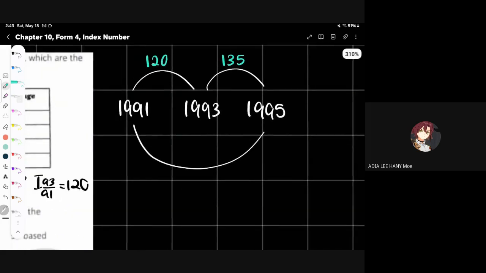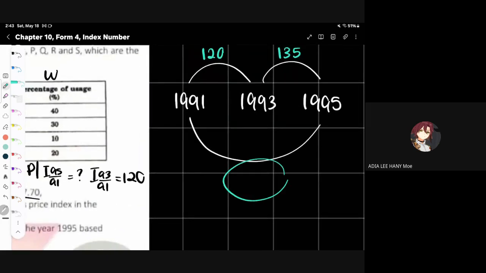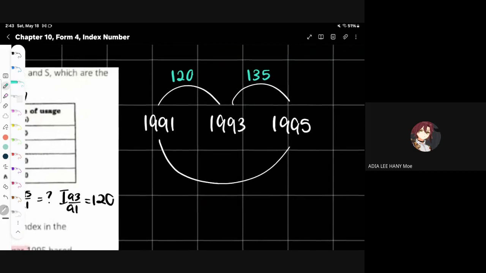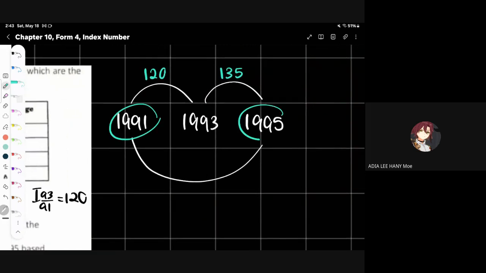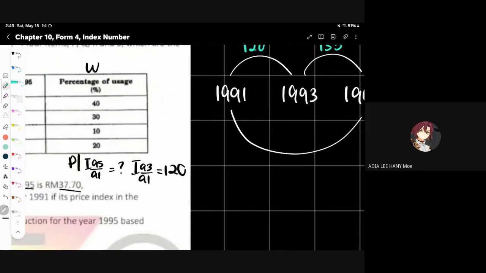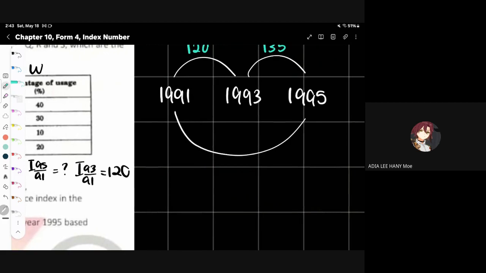Now, the value that we want is the bottom one. It's basically saying from this year to this year, how much it increased by. That's why it's the shortcut, basically. They want to know a shortcut. Look at this one here, the index, how much it increased by.